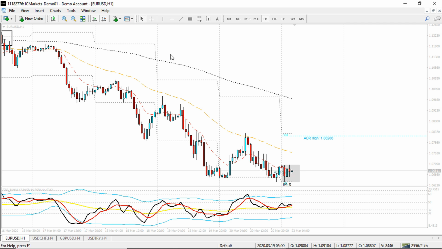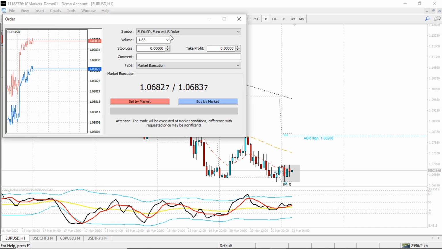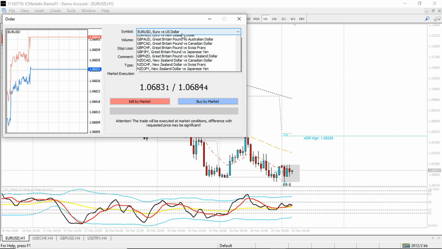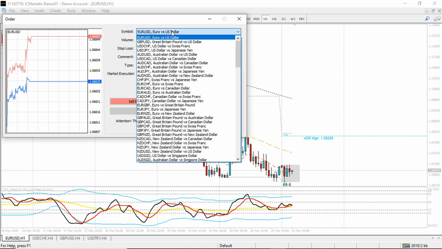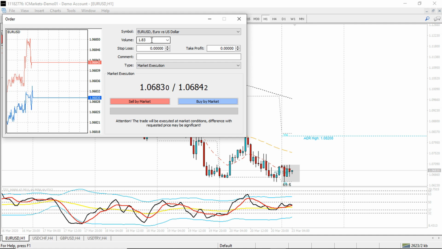Okay, so to place an instant execution in this scenario, this is EUR/USD. To place an instant execution for a buy, you come to the upper left corner of your MetaTrader 4 and click on new order. As soon as you click on new order, you realize the current pair you are on shows in the symbol. You could choose to change it to whatever you like, however, I don't really advise it so you don't get confused. Then you input your lot size.